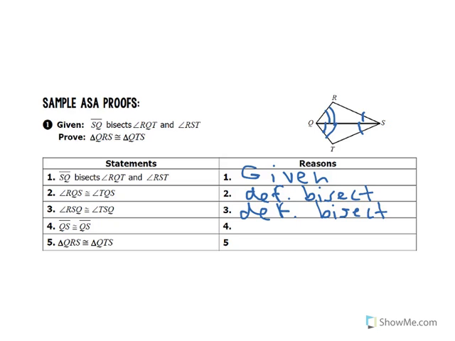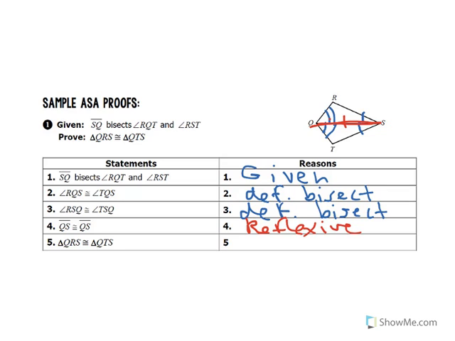And now line 4 says QS is congruent to QS. So side QS congruent to itself. We call that the reflexive property. Hopefully we remember that. And then the last line, triangle QRS is congruent to triangle QTS.